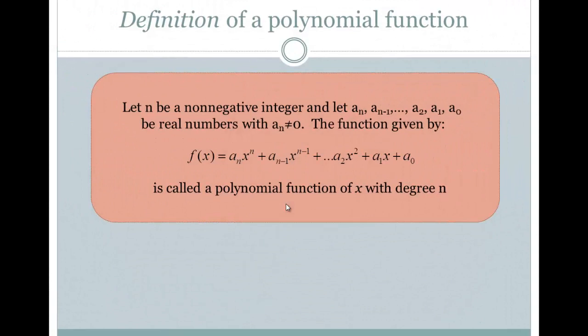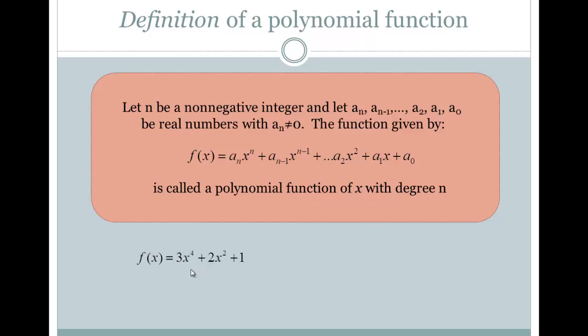So let's just talk briefly about what a polynomial is. A polynomial is a function of this form, a sub n x to the n plus a sub n minus 1 x to the n minus 1, etc., where these a sub n terms are the coefficients, and the leading one is not 0.